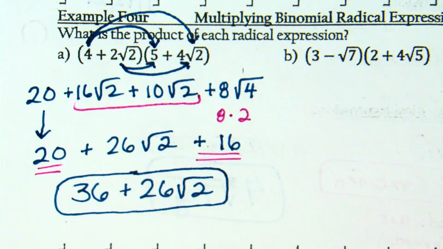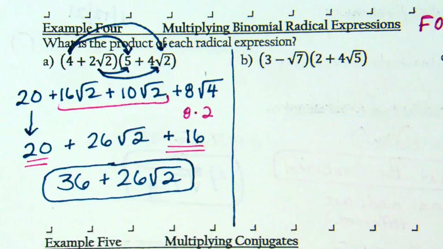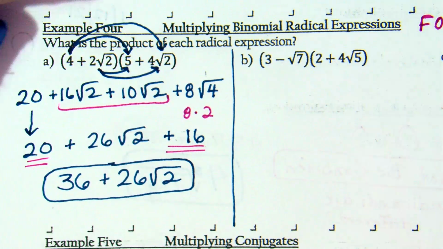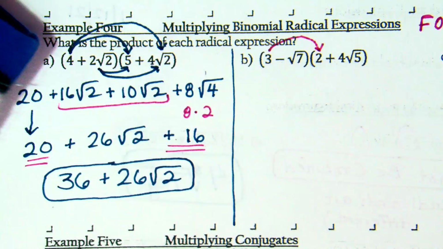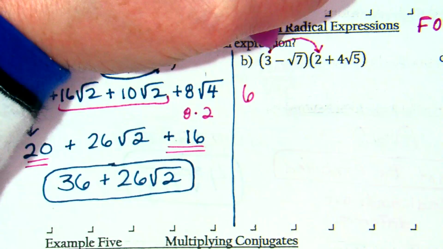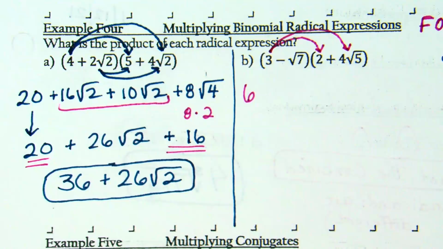Let's try B. Three minus square root of 7 times 2 plus 4 square root of 5. What is it I'm doing here? FOIL or distribute. 3 times 2 is 6. 3 times what? 3 times 4 square root of 5. What is 3 times 4 square root of 5? 12 square root of 5.